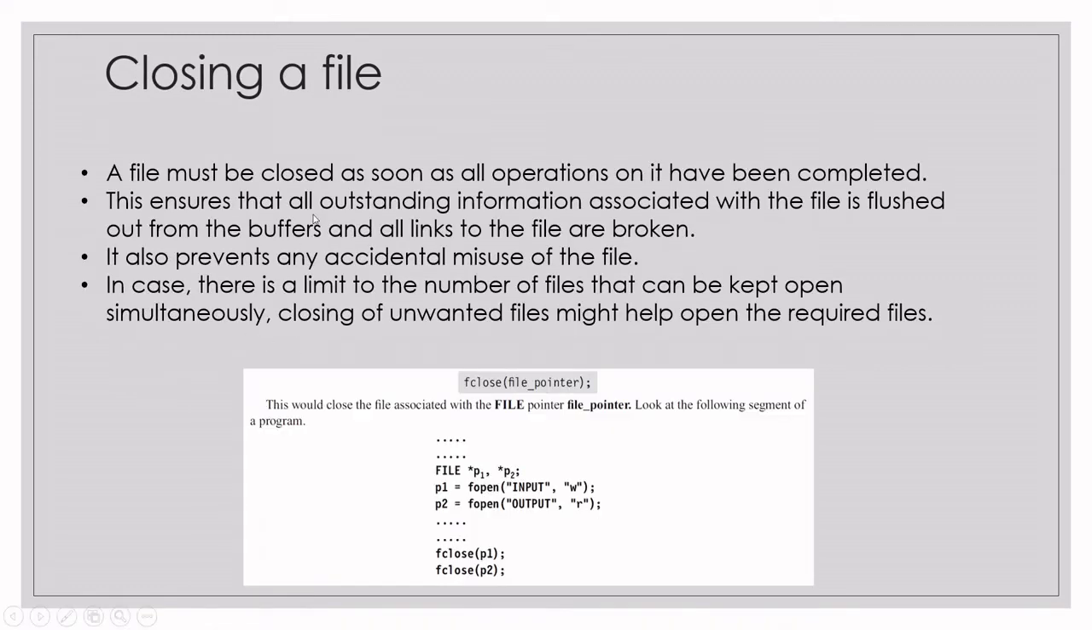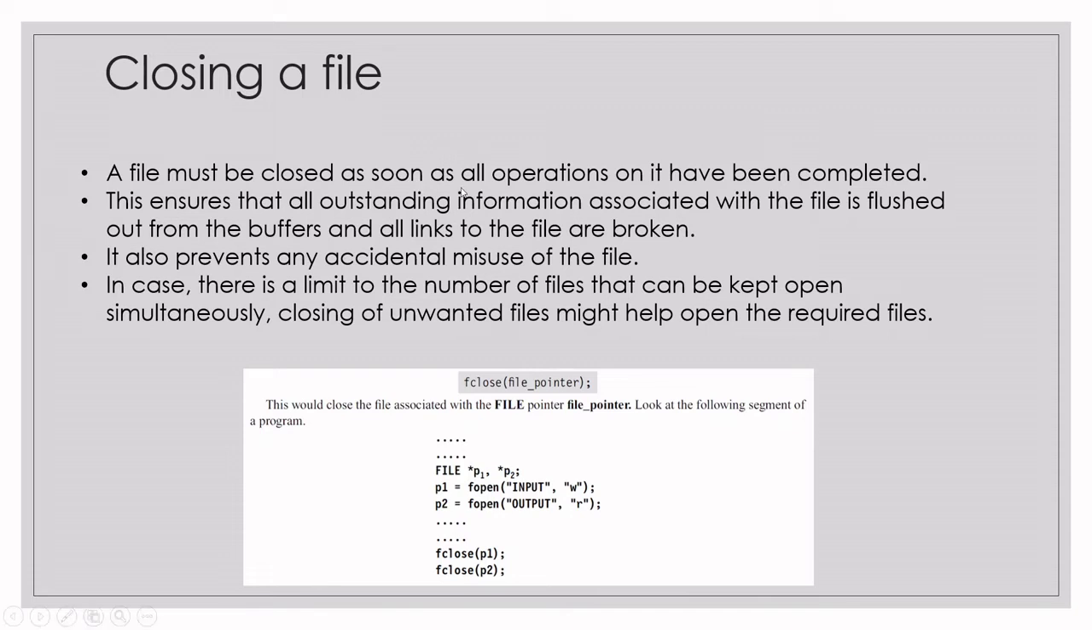For closing, a file must be closed as soon as all operations on it have been completed. This ensures that all the outstanding information associated with the file is flushed out from the buffers and all the links to the file are broken. Whenever we access a file, because it's dealing with valuable data and some error can occur in that file, just before use we open the file and just after the use we close the file. Both are done using the corresponding pointers.